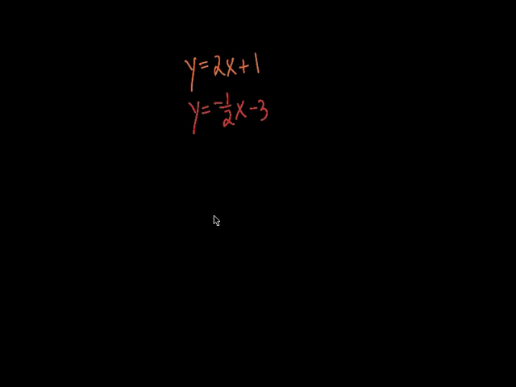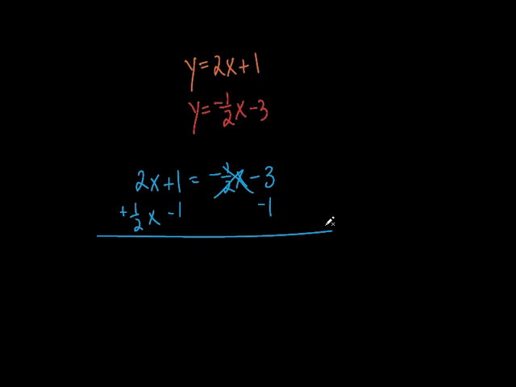Okay, here are the two equations that we had on that other page. And remember, since they're both equal to y, they're both equal to each other. So I could take 2x plus 1 and set it equal to -1/2 x minus 3. And now I just solve for x. Add a 1/2 x to both sides. Add a 1/2 x to this side. That goes away. Let's subtract a 1 from both sides, and let's see what we get.